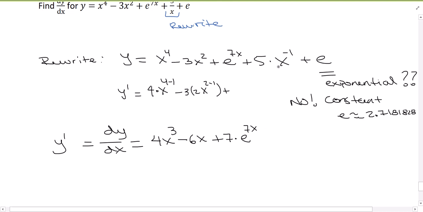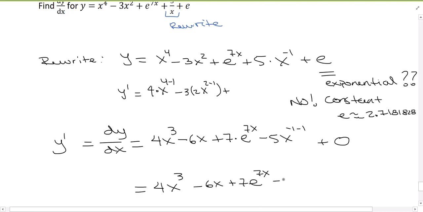And then this is a general power rule. So minus 5x to the minus 1 minus 1. You subtract 1 from the exponent, plus the derivative of that e. E is just a constant, so the derivative is 0. So rewriting it, 4x cubed minus 6x plus 7 e to the 7x minus 5x to the minus 2.